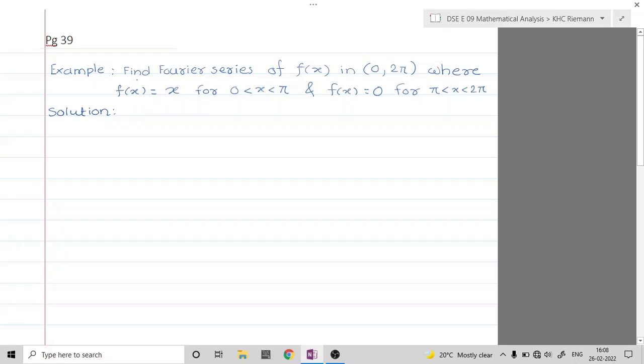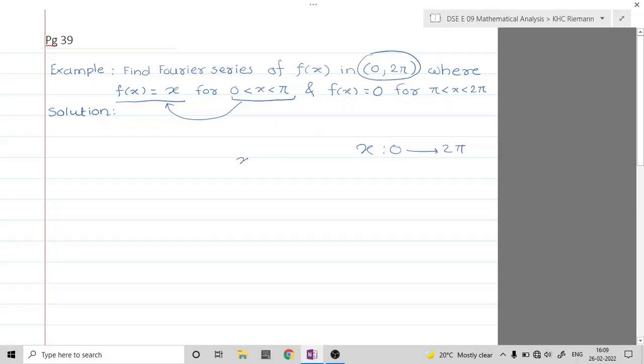Okay, so example: find Fourier series of f of x in the interval 0 to 2 pi, where the function is defined like this: f of x is equal to x. The total interval is 0 to 2 pi, meaning x varies from 0 to 2 pi, and within this range first x varies from 0 to pi. When x takes these values 0 to pi, f of x is defined to be x.